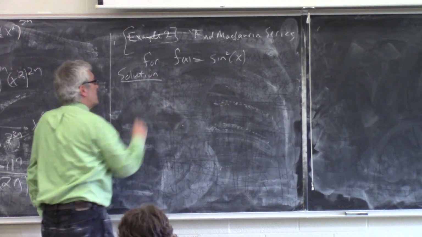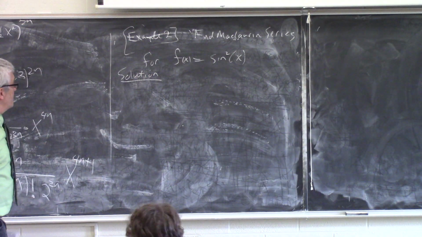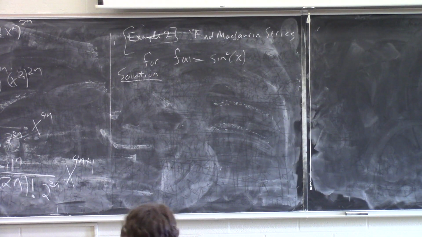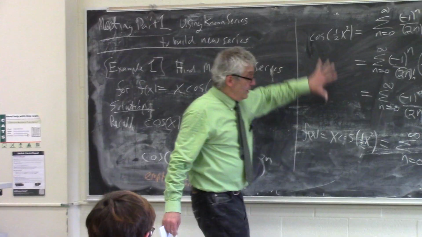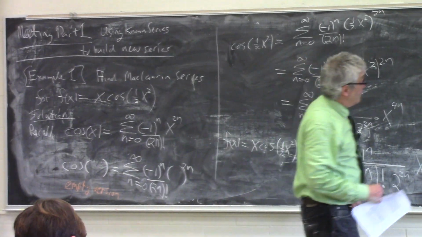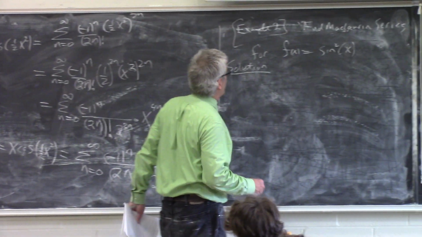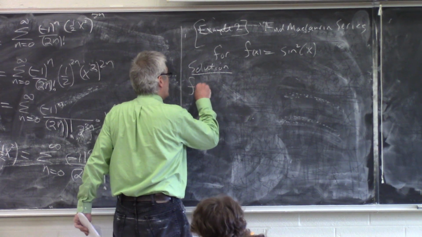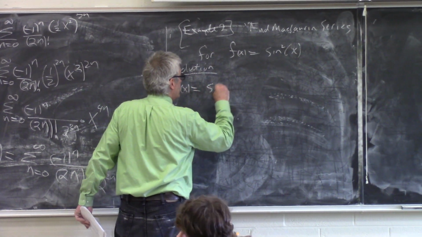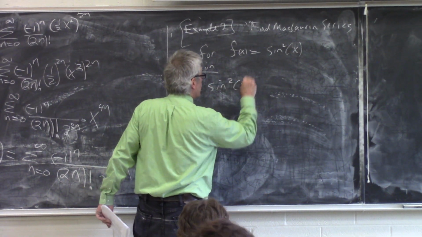Now, in this one, I'm going to display my problem in a different way. In this problem, I had 1, 2, 3, 4 equations. In this new problem, I'm just going to have one equation. So f of x equals sine squared x.